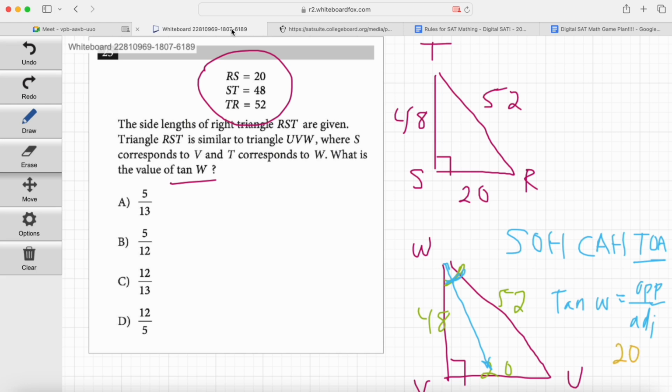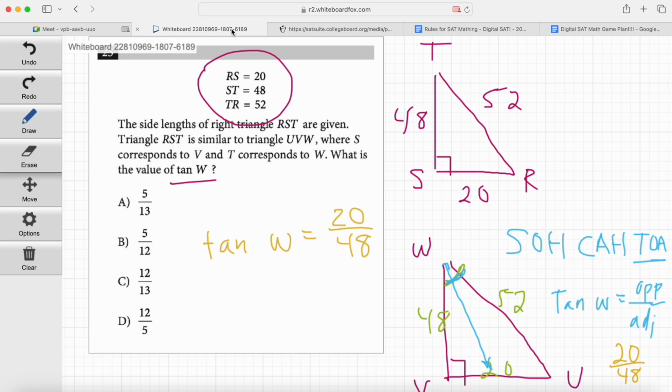So that goes in the numerator, divided by the adjacent. Some students struggle with the adjacent. Which side is the adjacent? Do you know which one's the adjacent? It'll be VW, so 48. 48, that's the adjacent. The adjacent is just the one that's not the opposite, and it's not the hypotenuse. Does that make some sense? Yes. Okay, so we can say the tangent of W equals 20 over 48.